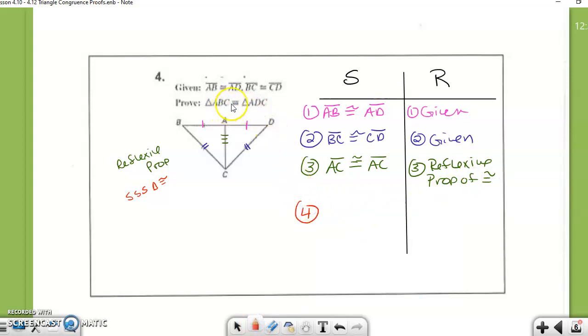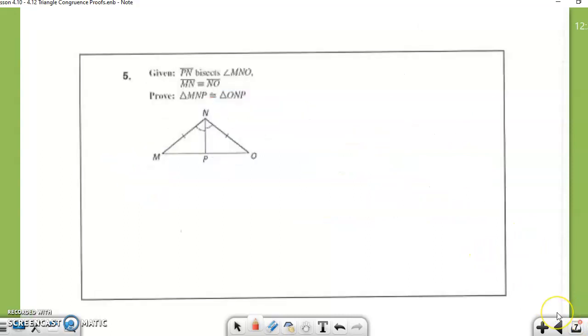So my last statement is going to be what I was trying to prove. And that is triangle ABC is congruent to triangle ADC. And I already knew before I even started that I was going to be using side, side, side, triangle congruency theorem. Again, you can pause and digest. Let's move on to number 5.